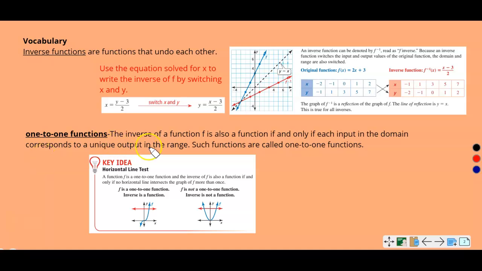One-to-one functions: the inverse of a function f is also a function if and only if each input in the domain corresponds to a unique output in the range. Such functions are called one-to-one functions.